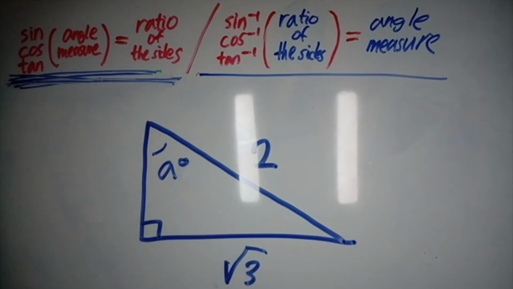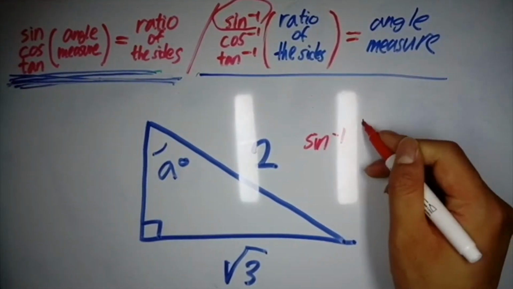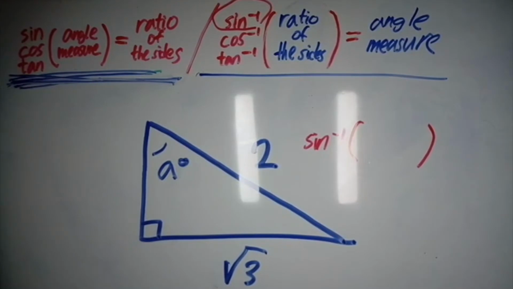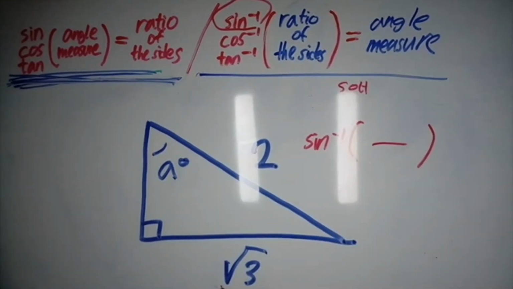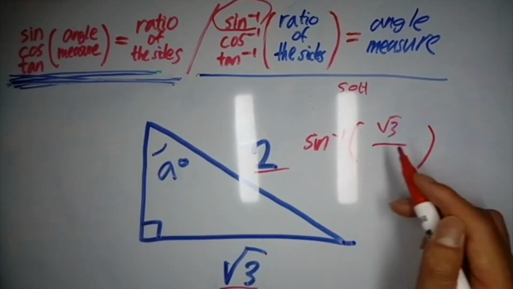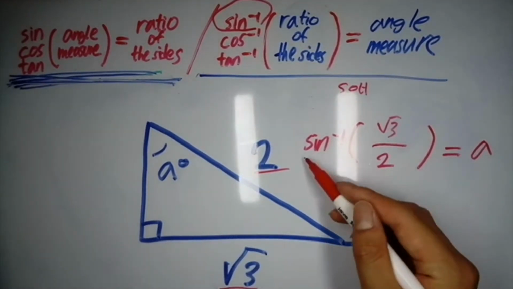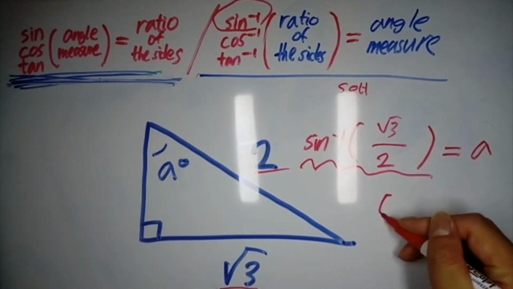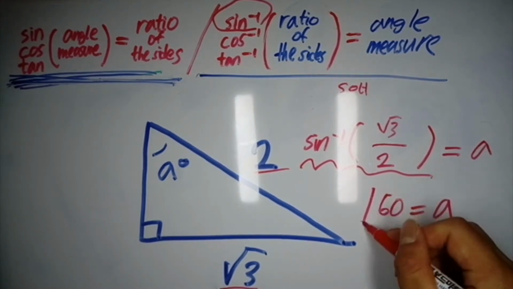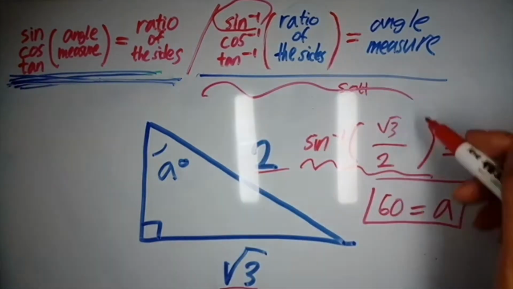operation. So to do that, we first go with sine inverse, and inside these parentheses we put the ratio of the sides. So it's opposite over hypotenuse, opposite root 3 over hypotenuse, which is 2, and this should equal A. And if we type in this value into our calculator, we get 60. So we can conclude that A is 60, and this is how you use the inverse operation in trigonometry.